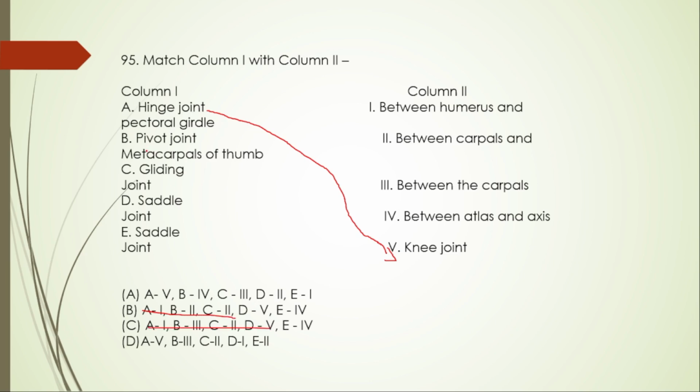Let's see. Pivot joint. Pivot joint is between atlas and axis. So B is the fourth one here. B is 4. So A is the right option.